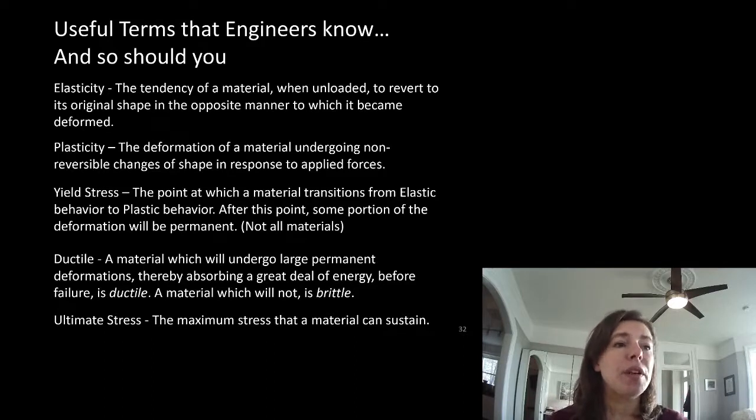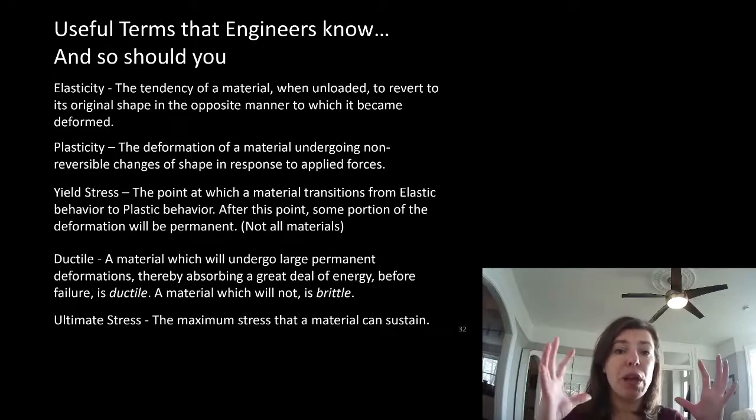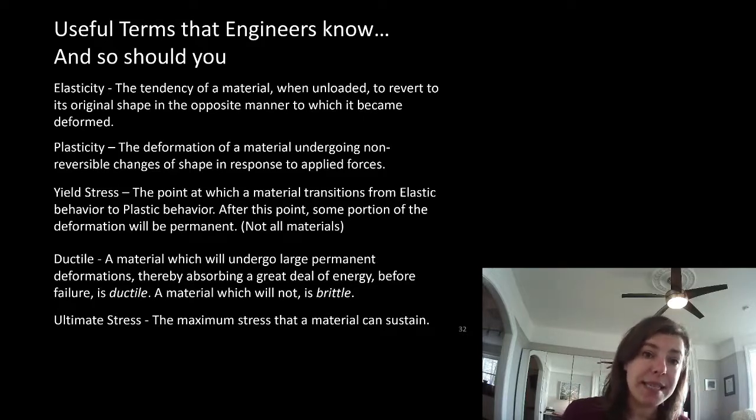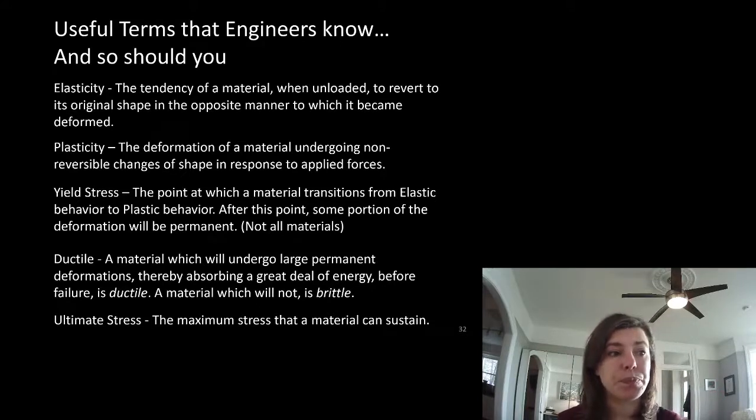Ductile. A material which will undergo large permanent deformations, thereby absorbing a great deal of energy before failure, is called ductile. A material which is not is brittle. So if we have lots of permanent deformation, but the object hasn't failed yet, that is what we call ductility. So we apply a load, there's lots of permanent deformation, but it doesn't necessarily fail right away. If it fails right away, after we hit the end of the elastic zone, that means it's a brittle material.